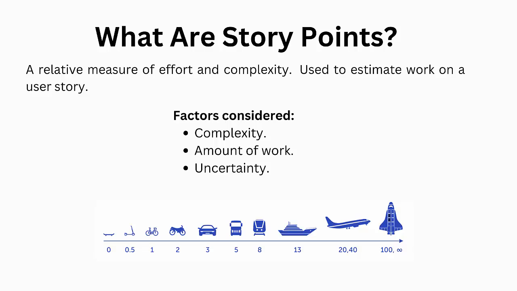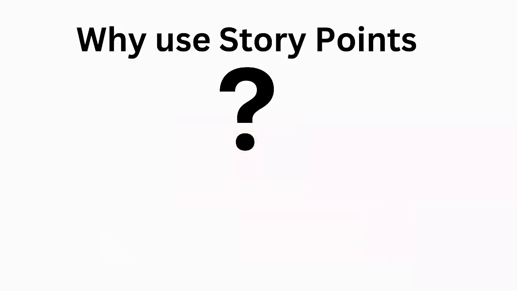Story points are a relative scale used to estimate the effort needed to complete a user story. Instead of predicting hours or days, teams assign a numeric value based on three factors: complexity, the amount of work involved, and the uncertainty.